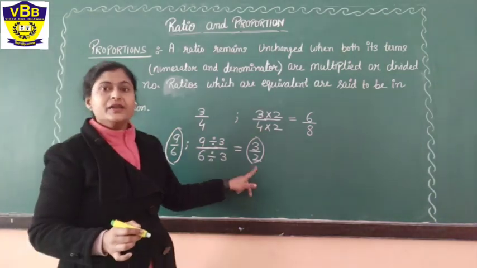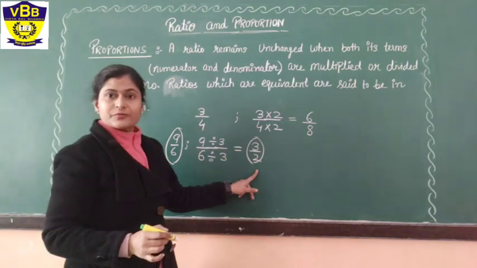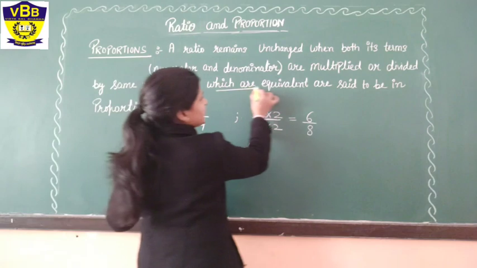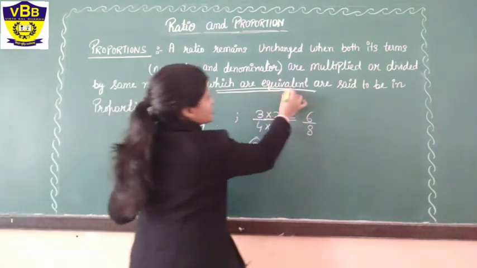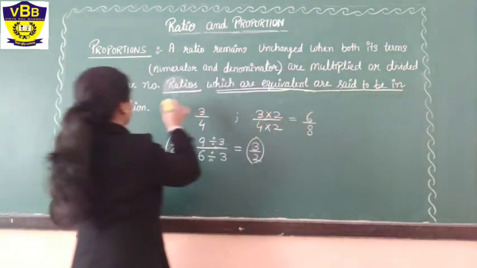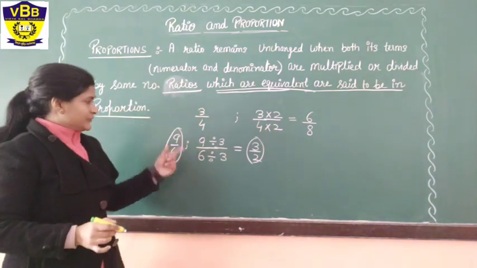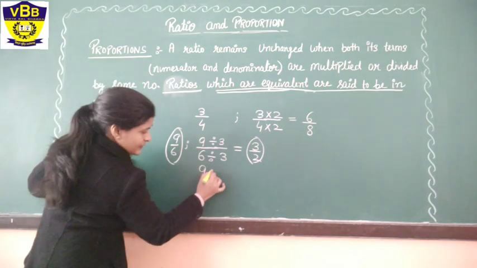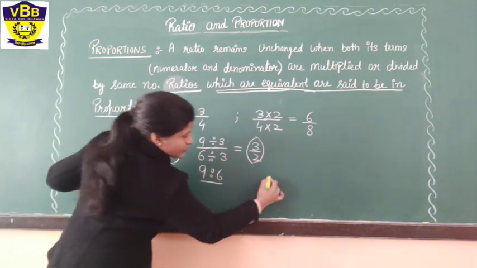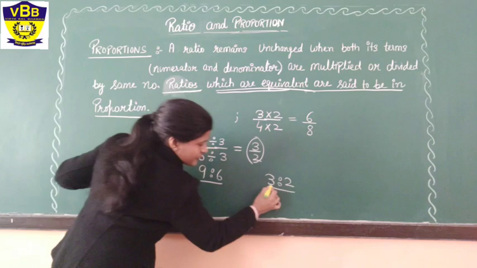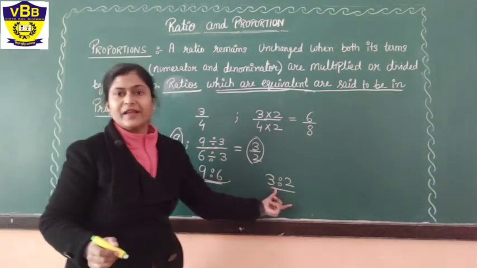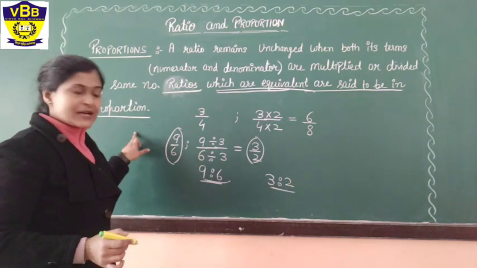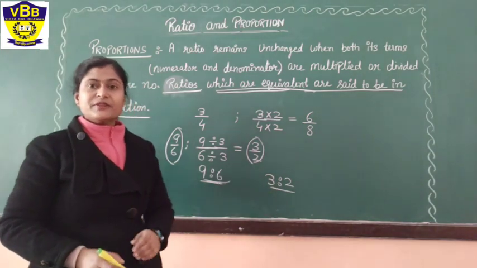These are called equivalent fractions, or these equivalent fractions are said to be in proportion. The ratios which are equivalent are said to be in proportion. The fractions or the ratios that are equivalent are said to be in proportion. These terms are in proportion. Okay beta?